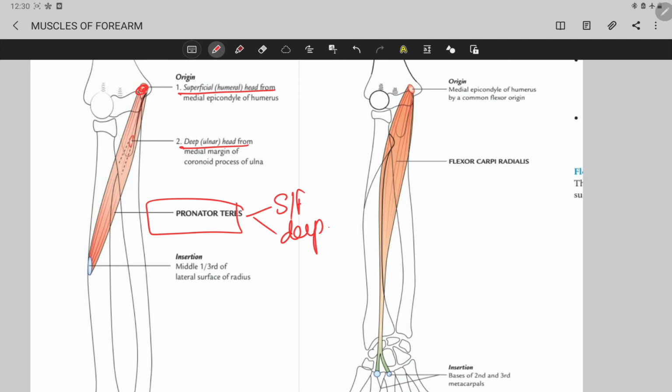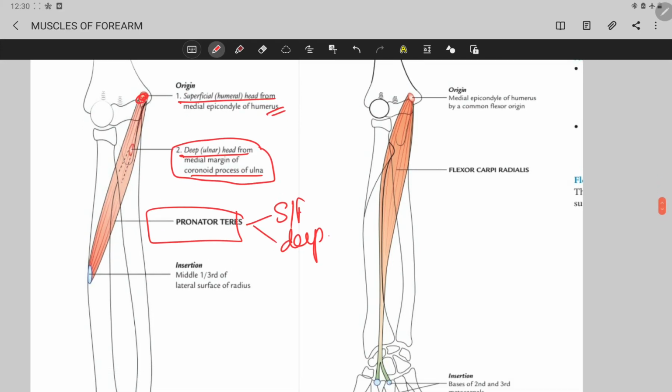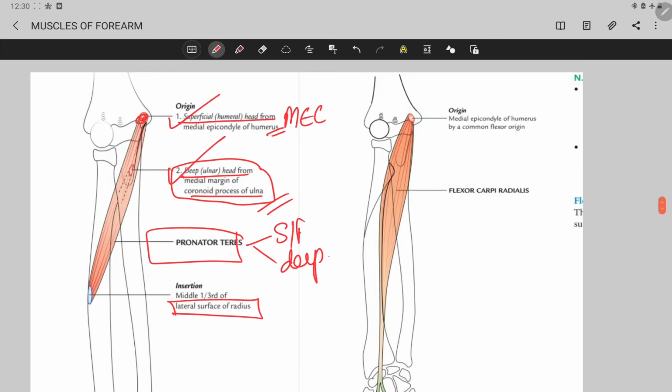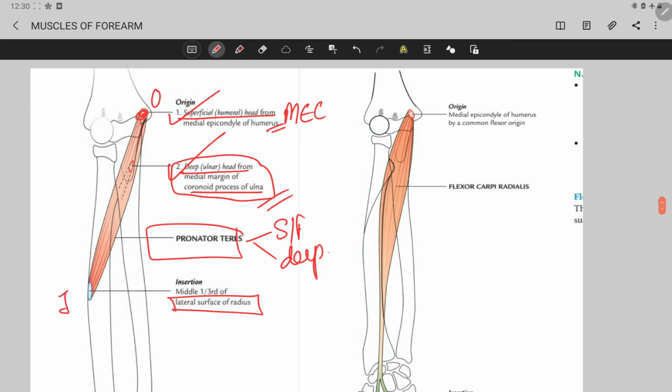Superficial head originates from the medial epicondyle of the humerus, common flexor origin, which is the traction epiphysis of the humerus. The deep head originates from the medial margin of the coronoid process of the ulna. Insertion is the lateral surface of the radius. So this is the insertion and this is the origin of pronator teres.